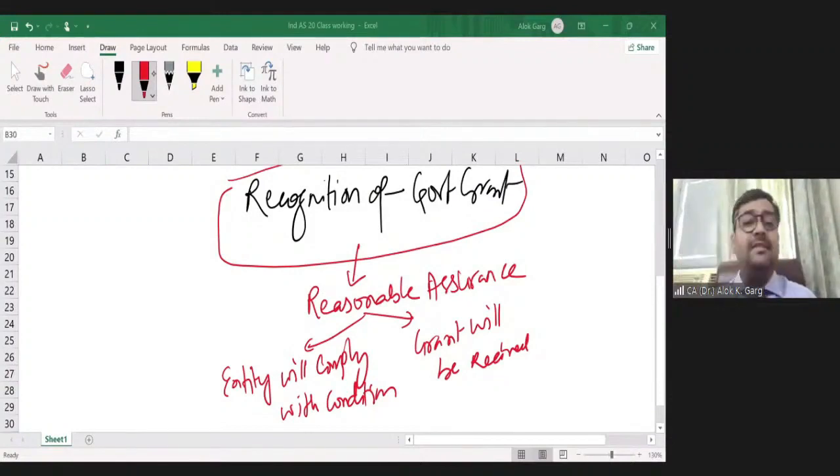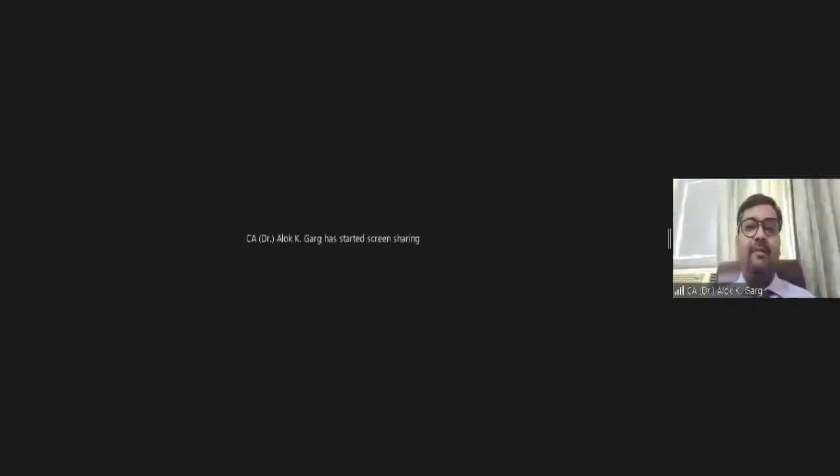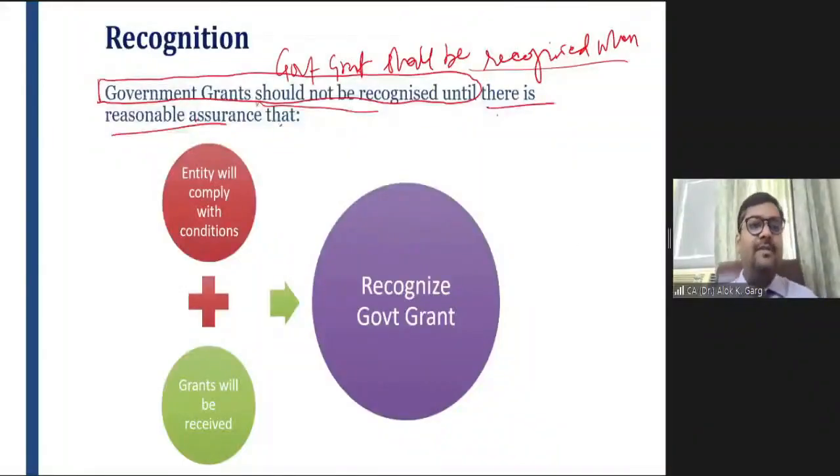Okay. Now the question arises. So now my question was, if the government has given money and the company has received the money in its bank account, will the company recognize the government grant and recognize this into the P&L? Answer is no, guys. Answer is no. Why? Because two conditions are there. First condition, there is a reasonable assurance that the grant will be received. Sir, the grant has already been received. Second, the entity will comply with the conditions. The entity will comply with the condition.